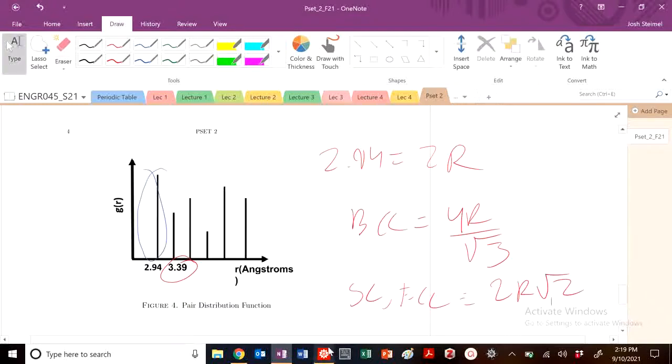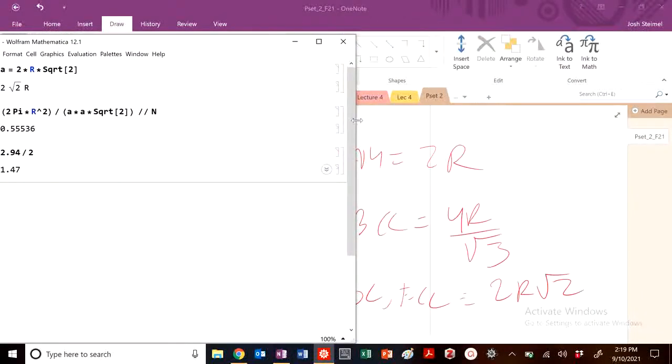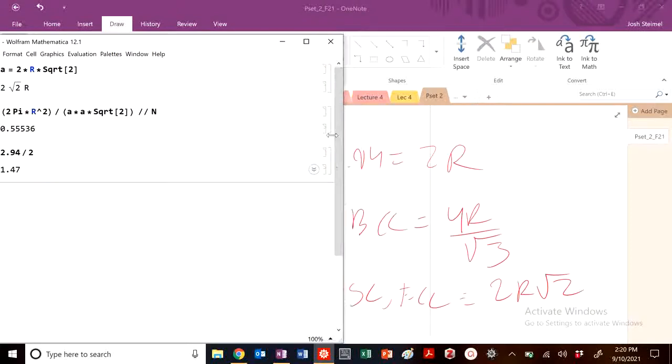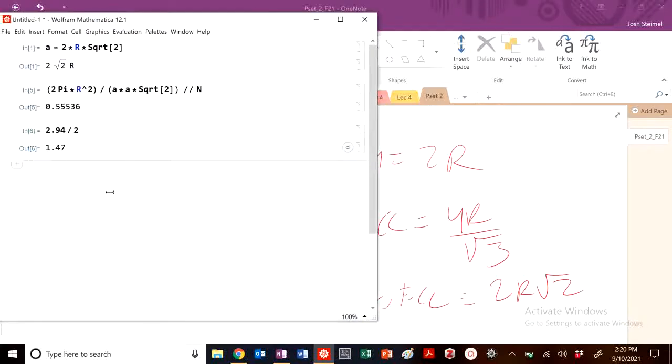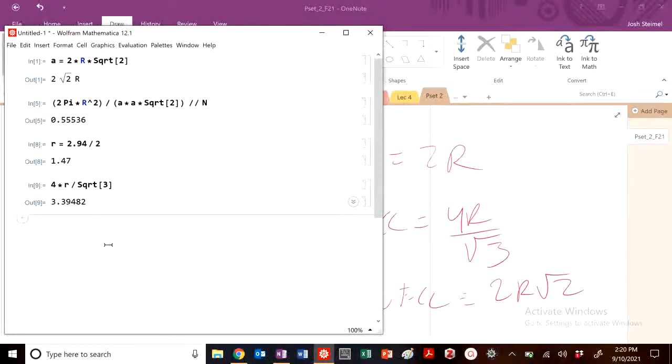So let's plug in. We know our value for r, so what material is it, BCC or FCC? So let's go ahead and see. I'm going to say that this is going to be my radius. I'm going to call it little r. I'm going to actually assign it a variable and not make it look weird. So 4 times r divided by square root of 3. 3.39, that's looking pretty good, but let's go ahead and double check it. So that's that. What about 2 times r times square root of 2? All right, so it is BCC.